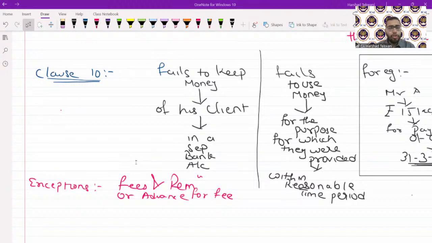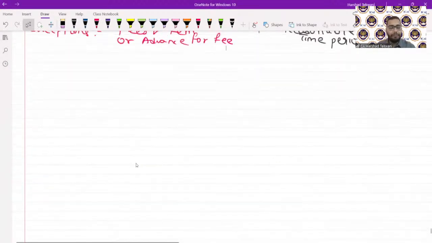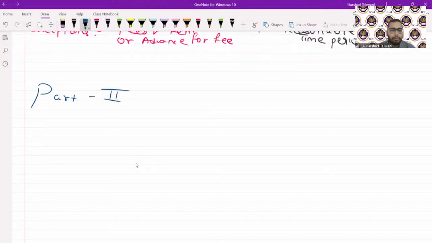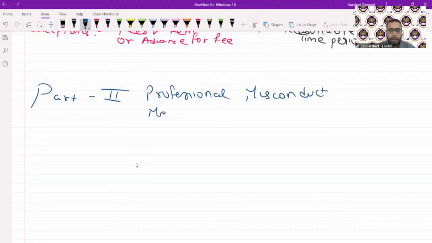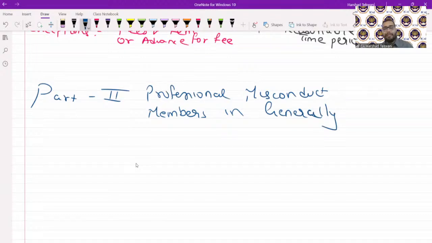So this was my part 1, the 10 clauses of part 1 that we discussed till now. Now I will be shifting to the next part, part 2, which is professional misconduct in relation to members of the institute generally. Till now we were talking about members in practice, but now it will be applicable to all members generally.